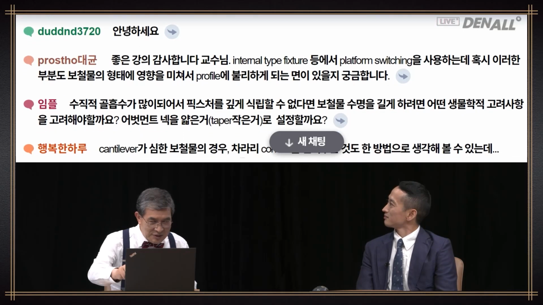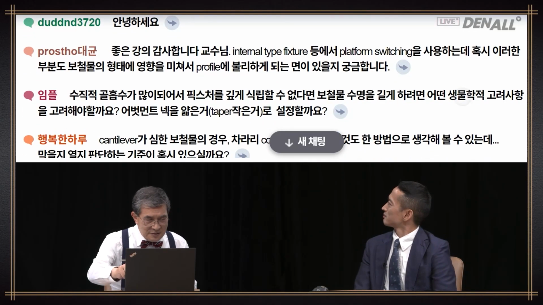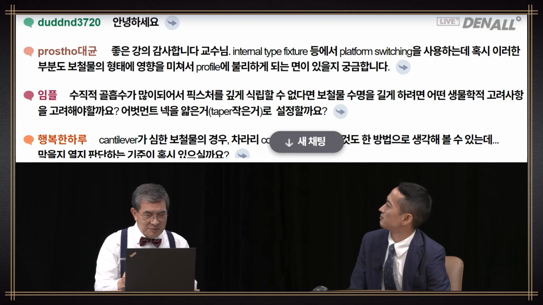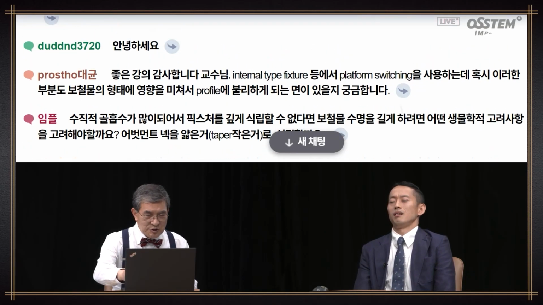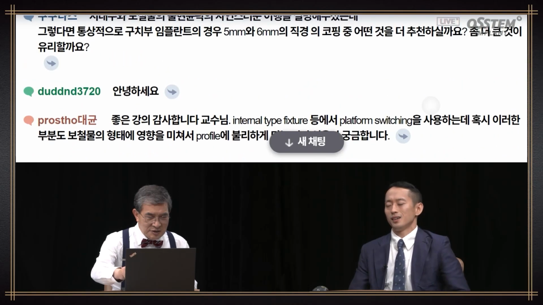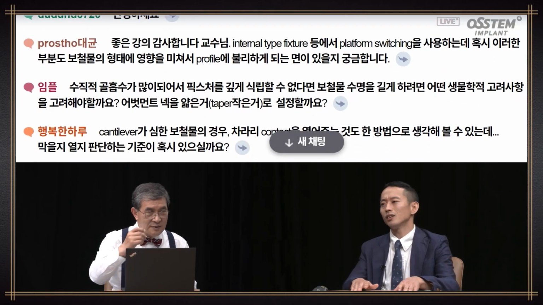Thank you for the wonderful lecture, Professor. When I use platform switching in an internal type implant, will it affect the contour of the prosthesis and lead to a negative profile? If you do platform switching, the angle becomes more drastic. Yes, there are pros and cons in using this.